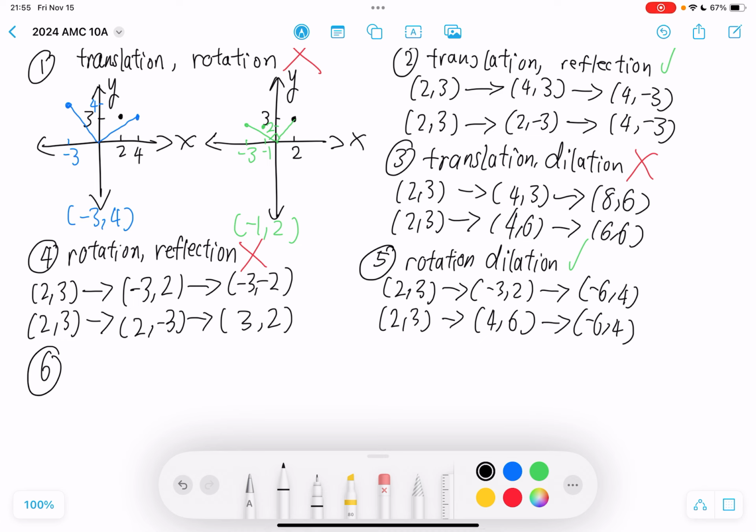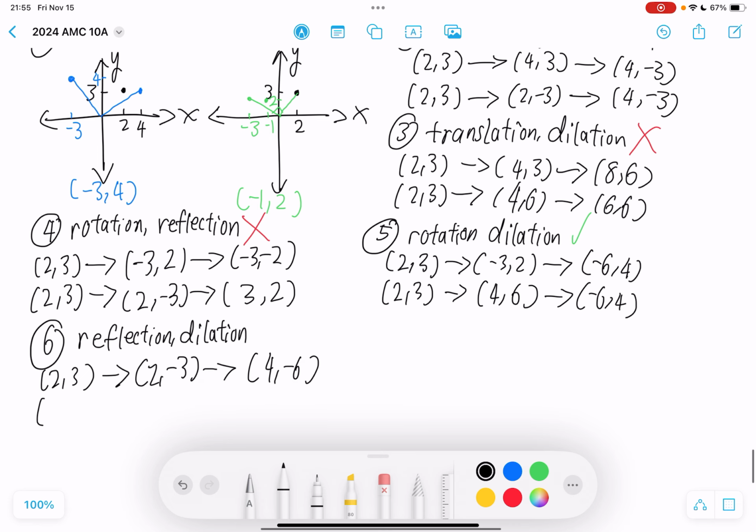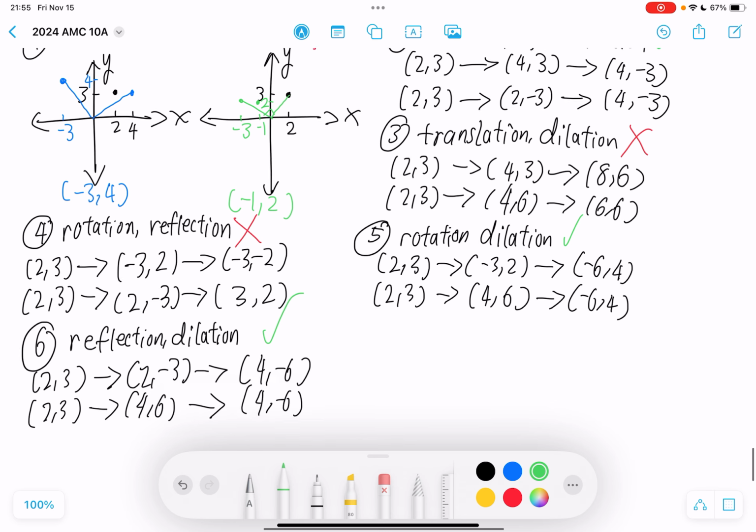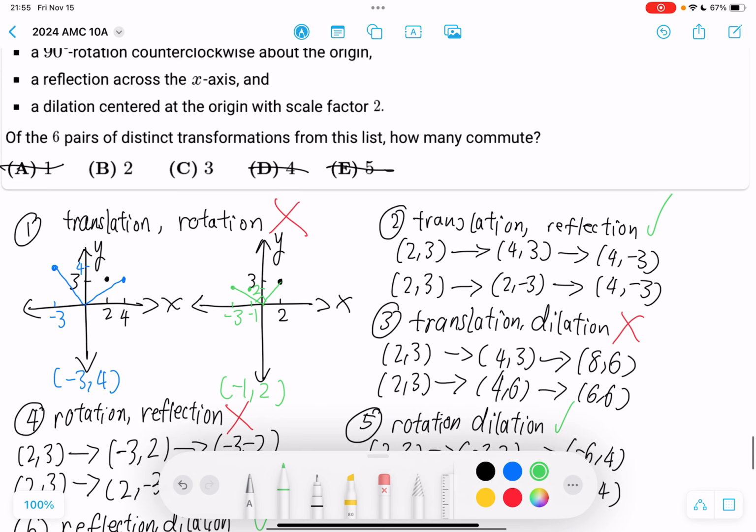So you have reflection and dilation. For reflection and dilation, you start at 2, 3. If you reflect first, you have 2, negative 3, and then you dilate, you have 4, negative 6. If you dilate first, you have 4, 6, and then you reflect, you have 4, negative 6, so this works. So the answer is, if you count the number of ticks, there's 3 ticks in total, so the answer is 3.